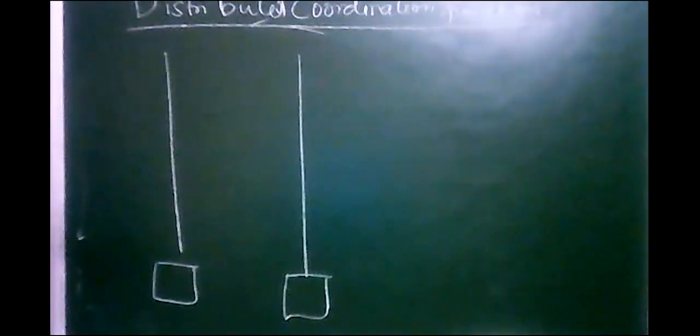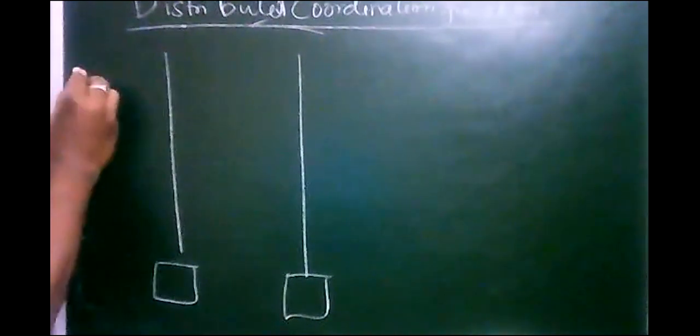So what will happen here is, this is one station and this is another station. According to DCF, there is one kind of diagram.